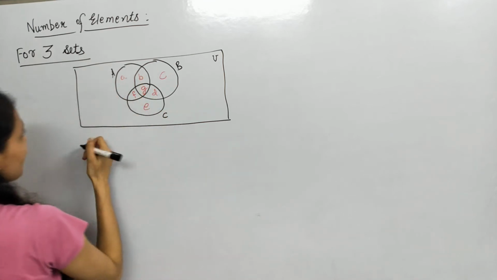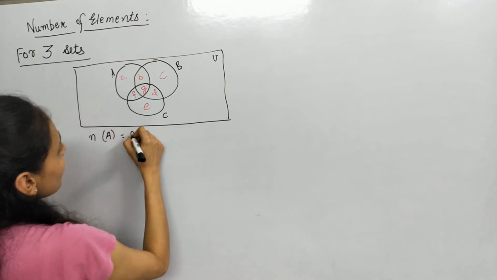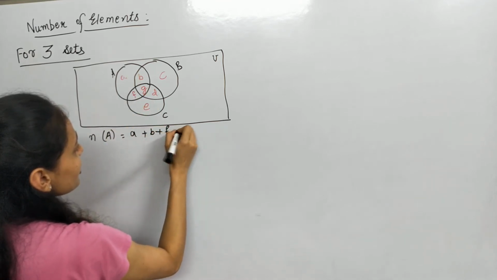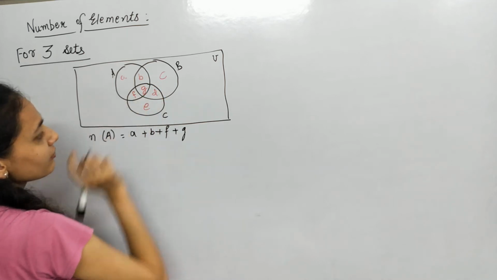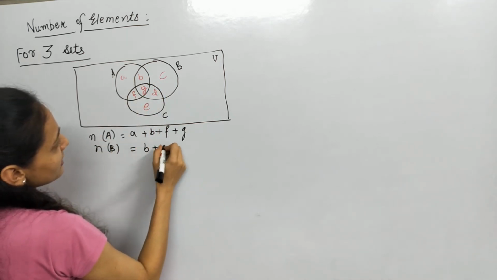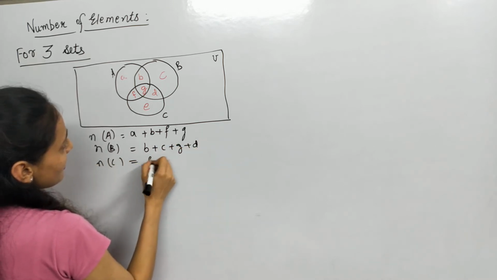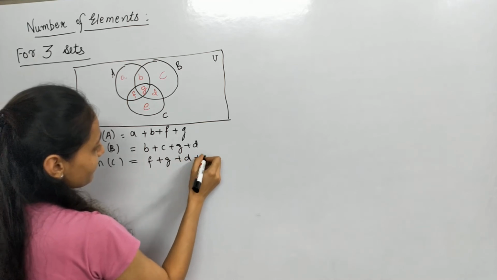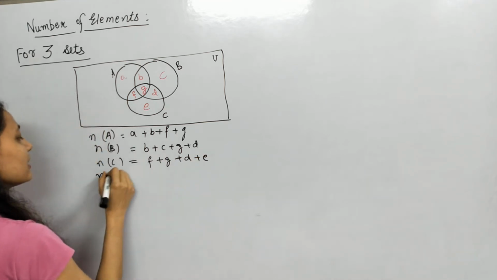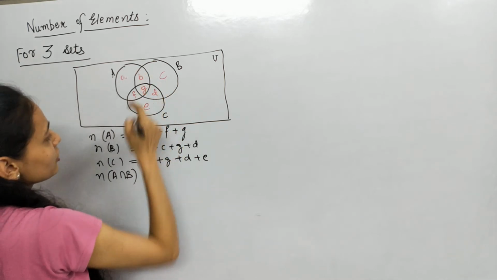Okay, so here you are with the number of elements in A. How many elements are in A? a plus b plus f plus g. We will sum these all up. The number of elements in B will be b plus c plus g plus d. The number of elements in C is f plus g plus d plus e. And in their intersection, A intersection B will be only these two, b plus g.